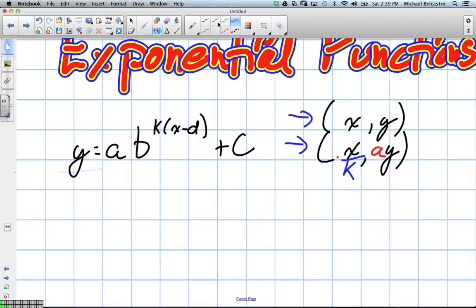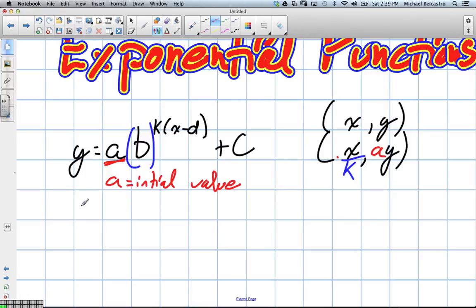Now the a value is usually known as the initial value within an exponential function. They usually call it initial. Because our b is our exponential growth or decay, a is also going to vertically stretch or compress. So when a is greater than 1, it's going to vertically stretch. When a is between 0 and 1, it is going to vertically compress.